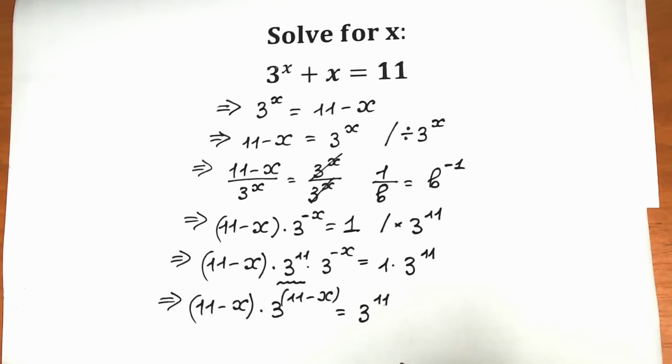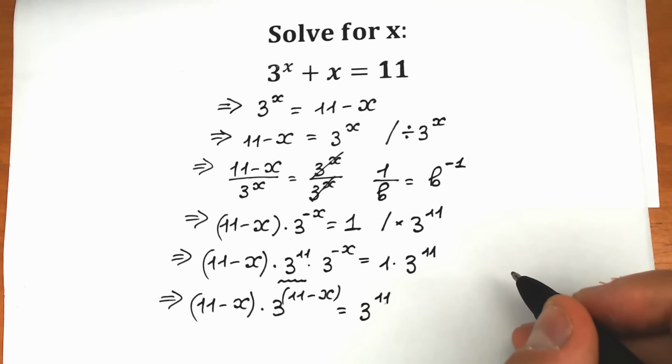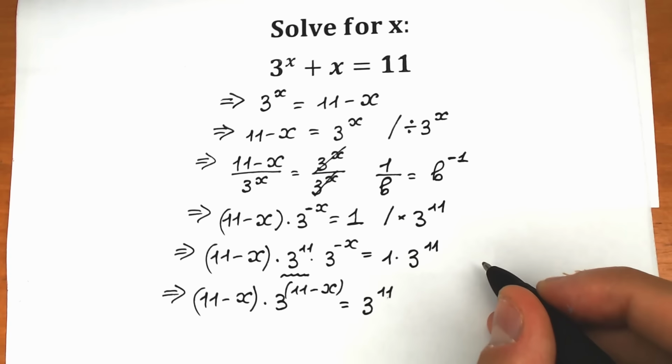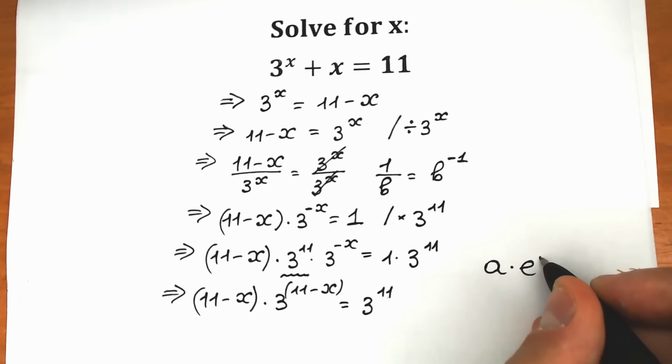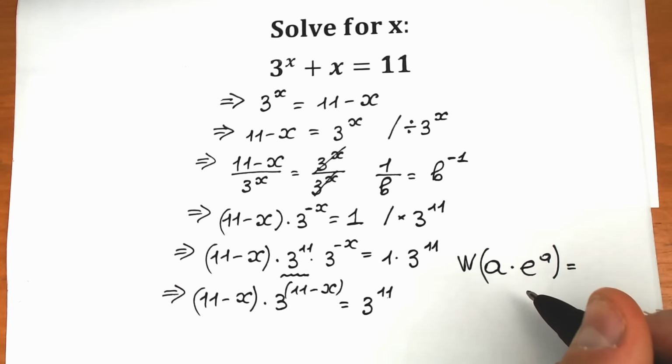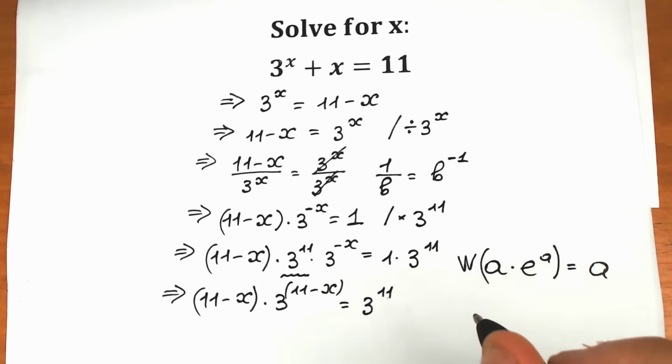And I hope you understand why I do this, basically because right here you need to know a little bit about the Lambert W function. I try to apply the Lambert W function right here, and a few words about this function, maybe someone doesn't know about it. When we have, for example, a times e to the power a, when we apply the Lambert W function to this expression, we have our a. So it simplifies things a lot.